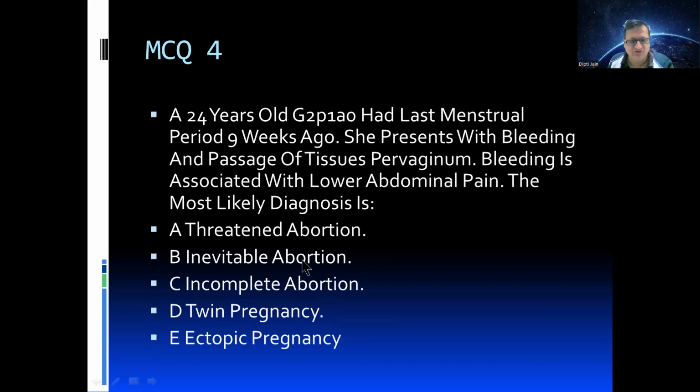A 24-year-old G2P1A0 has a last menstrual period 9 weeks ago. She presented with bleeding and passage of tissue per vagina. The bleeding is associated with lower abdominal pain. What is the most likely diagnosis? The most likely diagnosis is incomplete abortion, because it is associated with bleeding and passage of tissue per vagina.